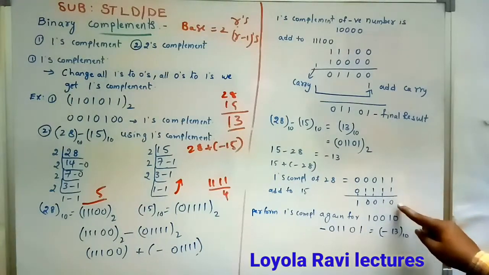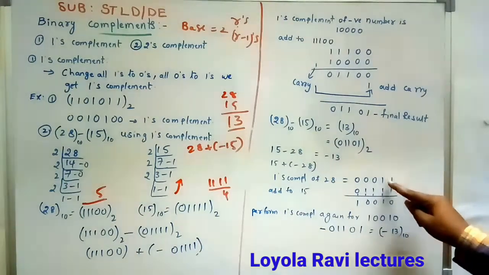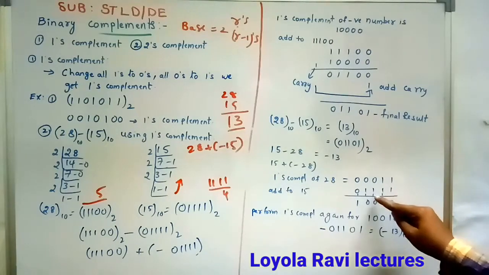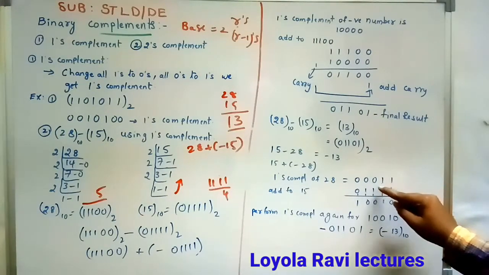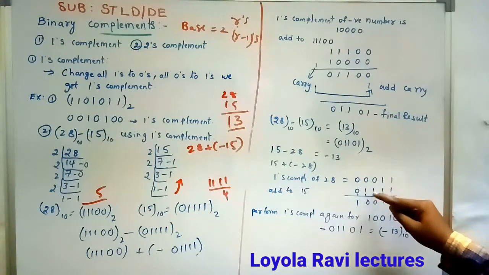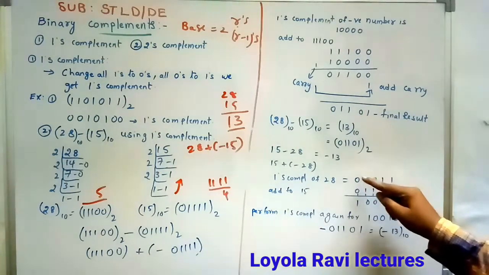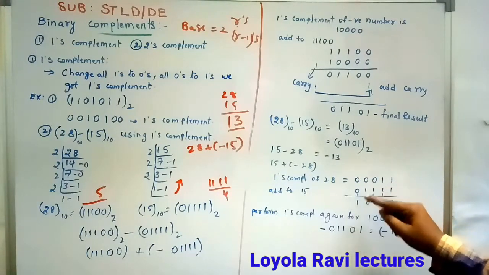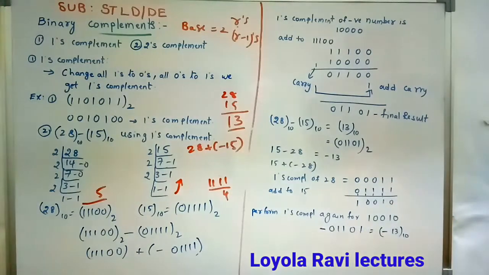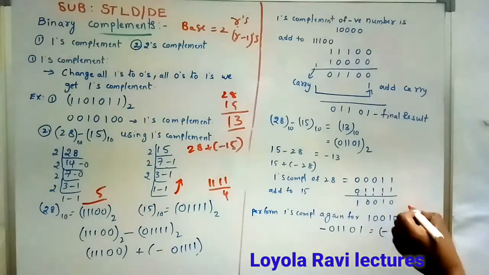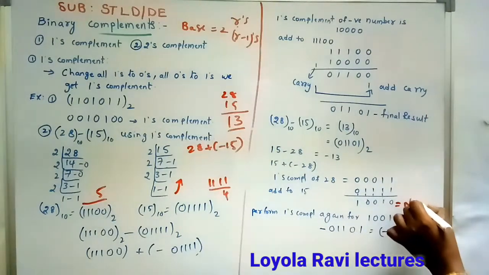Again binary addition. 1 plus 1, sum 0, carry 1. 1 plus 1 plus 1, sum 1, carry 1. 0 plus 1, 1. 1 plus 1, sum 0, carry 1. Again 0 plus 1, 1. 1 plus 1, sum 0, carry 1. Again 0 plus 0, 0. And 0 plus 1, 1. 10010. Here we are not getting a carry. That is nothing but no carry.